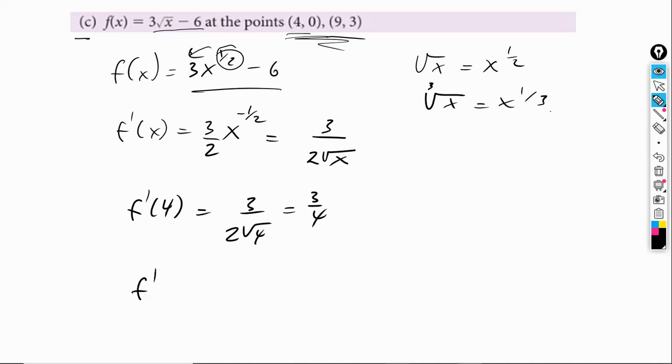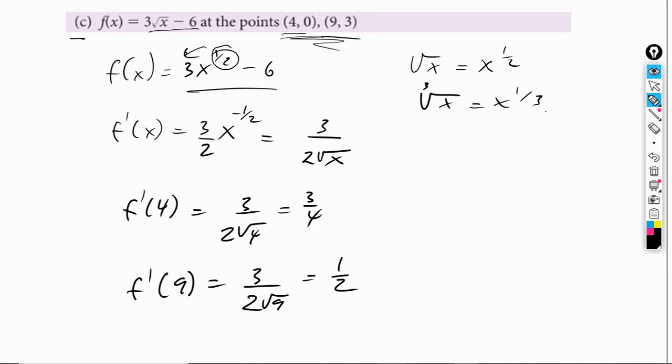We want to find the gradient of the line at x equals 9. So this is going to be 3 over 2 times square root of 9. And this will end up being 1/2. Therefore, the gradient at x equals 9 would be 1/2. Now, you still have to verify this on the calculator, but I'll leave that to you guys as an exercise.